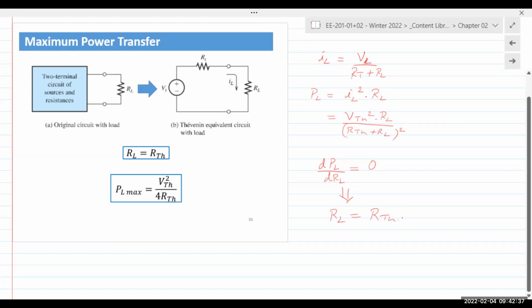Okay. So again, simply put, when your load resistance is exactly equal to the Thevenin resistance of the source, maximum power will be transferred from the source to the load. And the value of that maximum power at that point is VTH squared over 4 times RTH.